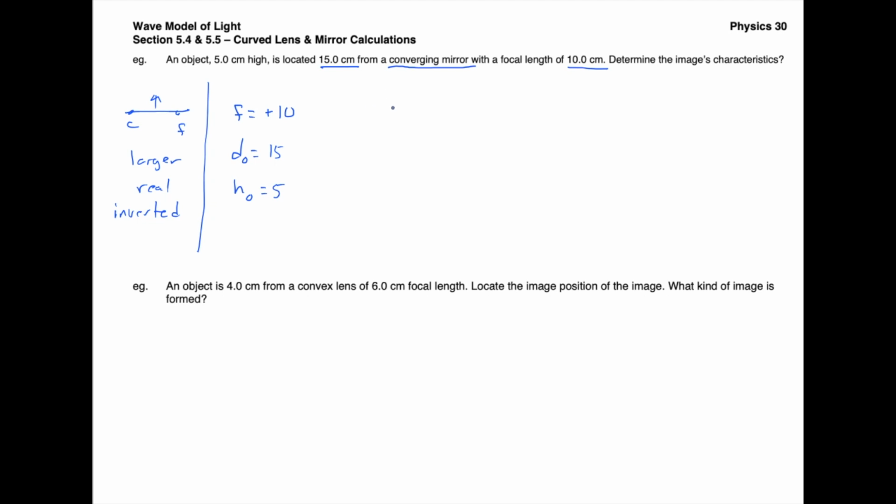So we can start with the focal length equation, because we have the focal length and the object distance, and so we can use that equation to find the image distance. So I get 1 over f equals 1 over DI plus 1 over DO. If I put my values in, I get 1 over 10 equals 1 over DI, which is what I'm looking for, plus 1 over 15. Move this to the other side. I get 1 over 10 minus 1 over 15 equals 1 over DI. And so for that one, my DI will be 30 centimeters.